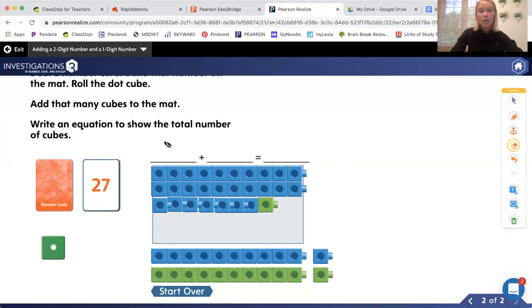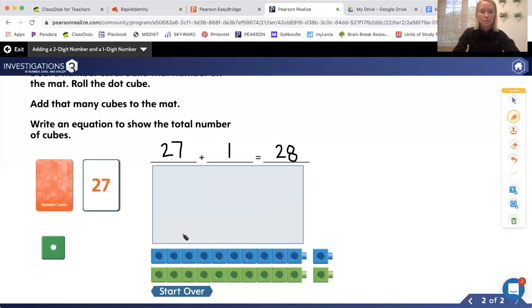All right, so our equation would look like this. 27 plus 1 equals 28, because we know that 7 plus 1 more is 8, and then we just have to keep those 2 groups of 10 the same. All right, let's do 1 more. I'm going to keep that 27.